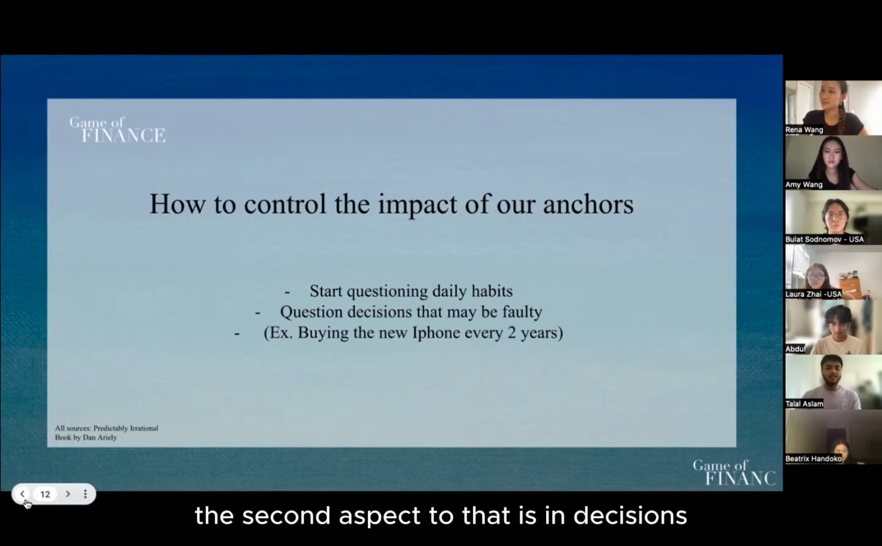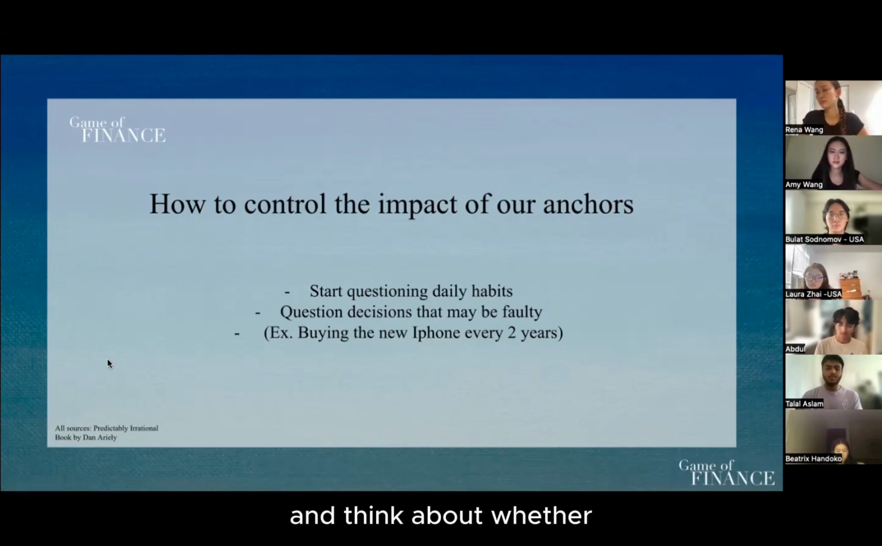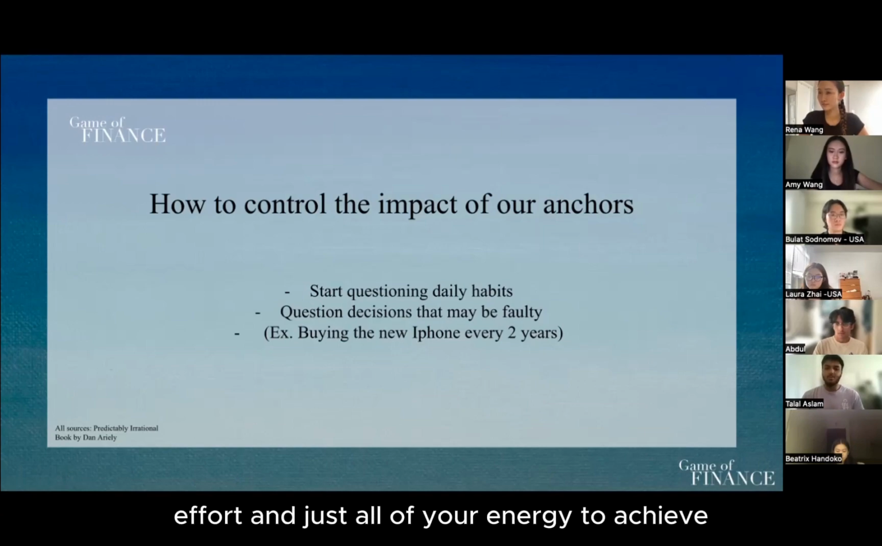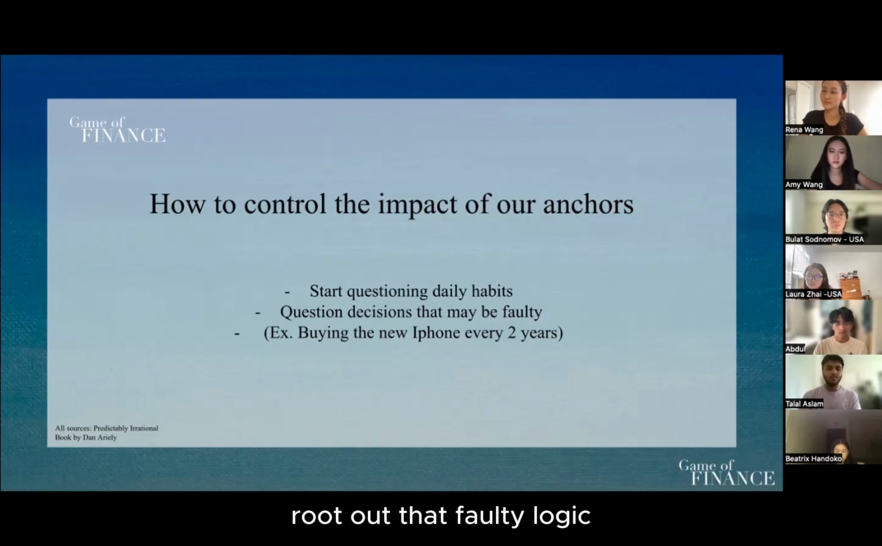The second aspect is decisions which are a bit more impulsive and over a longer period of time. So it can be something like buying the new iPhone every 2 years. Start weighing your options and think about whether the small difference between 2 pixels of camera quality is worth $1,200, maybe even $1,000 of your money that you spent time, effort, and all of your energy to achieve. And when you ask yourself those questions, it's really easy to, again, root out that faulty logic.